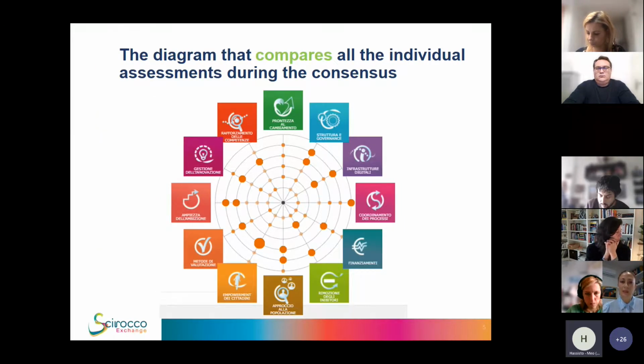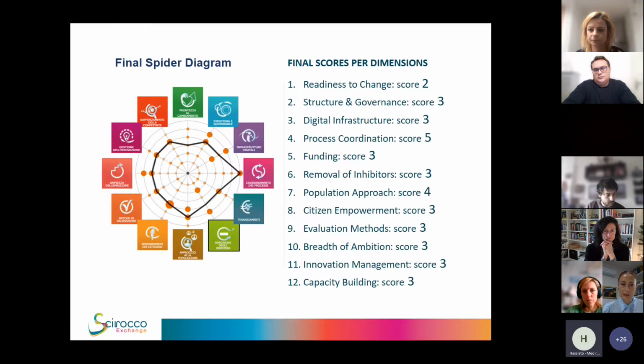In this slide, you can see a spider diagram that compares all the individual assessments, and this is a specific function of our tool. While in this other slide, there is the final spider diagram with all the final scores attributed by the stakeholders to each dimension. As you can see, this spider diagram with scores from medium to high confirms the high standard of services, the quality of this health system, the Emilia-Romagna regional system that is well known for its quality throughout Europe.